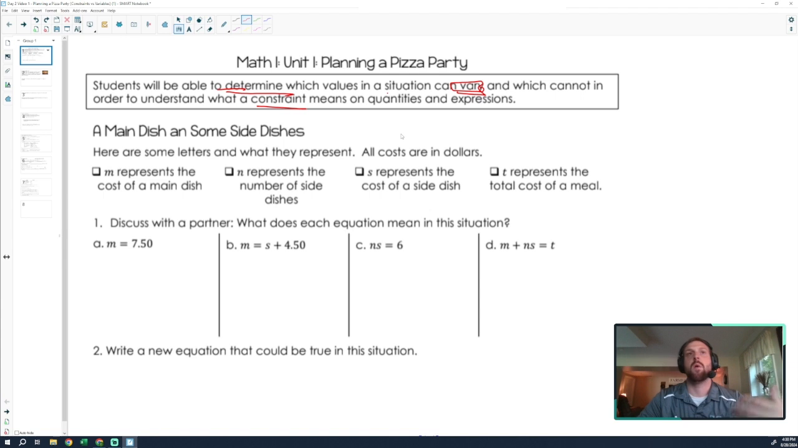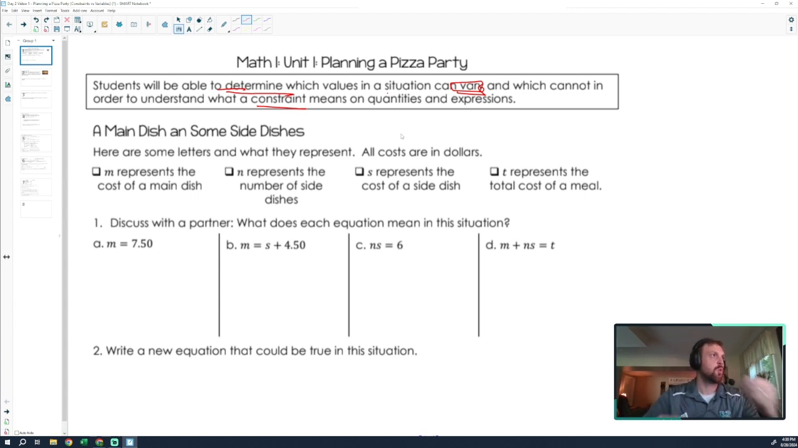Like I said, we're learning about what equations are and what they mean. We're learning about what expressions and quantities are. In those, we have certain values that can vary, and certain values that are constraints that restrict what we say in our equations. So today's lesson is all about understanding how to read expressions and what they're saying, based on what can vary, what can change, and what our constraints are, what limits us.